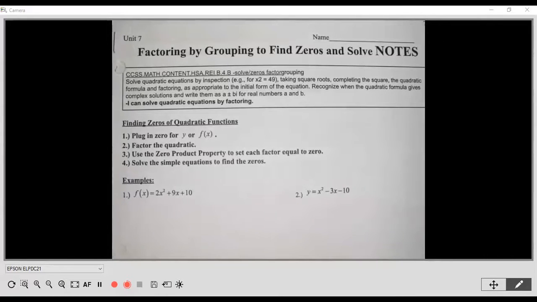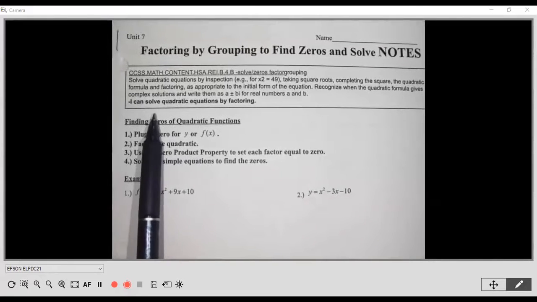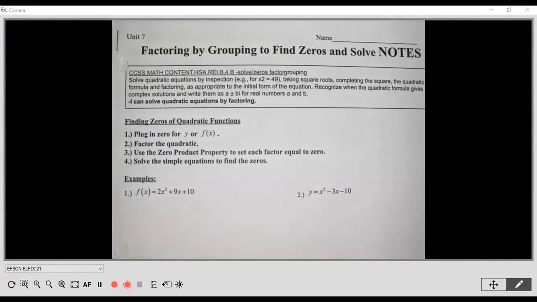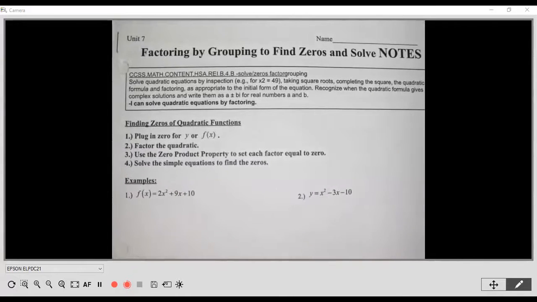Today we are taking notes on factoring by grouping to find zeros and solve. Our learning target today is that we can solve quadratic equations by factoring. When we want to find the zeros of quadratic functions, what we need to do is plug in 0, or substitute 0 for the y value or the f of x value, factor the quadratic, and then use the zero product property to set each factor equal to 0. And then the last step is to solve the simple equations to find the zeros.